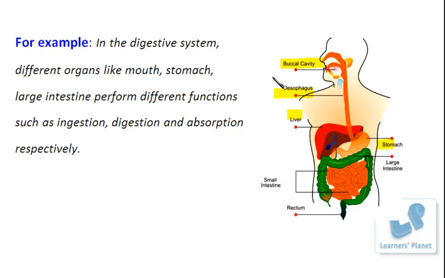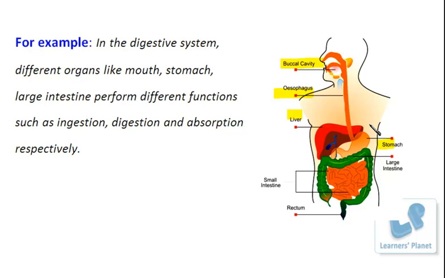Now this is an example of an organ system. What is this organ system? It is made up of different organs, right? As here, the mouth or the buccal cavity, esophagus, stomach, all these are the different organs which are functioning together, which are interlinked, which are working in a coordinated manner so as to carry out a particular function. Which function? The function is the digestion of food material.